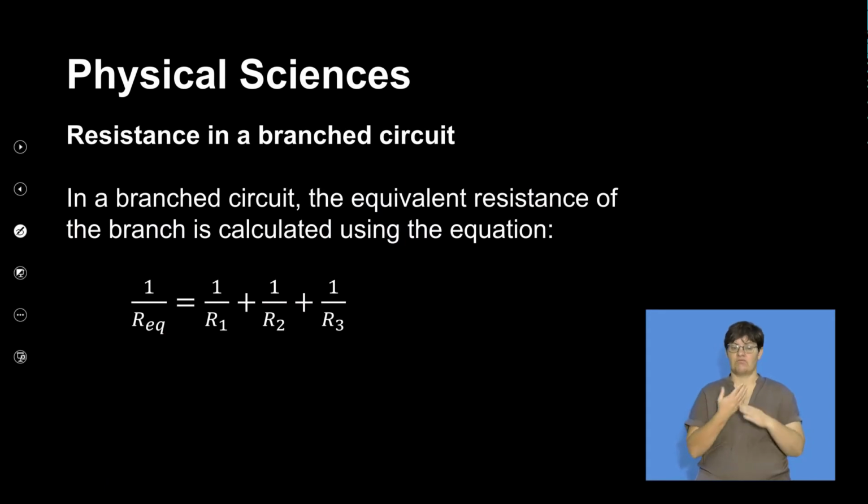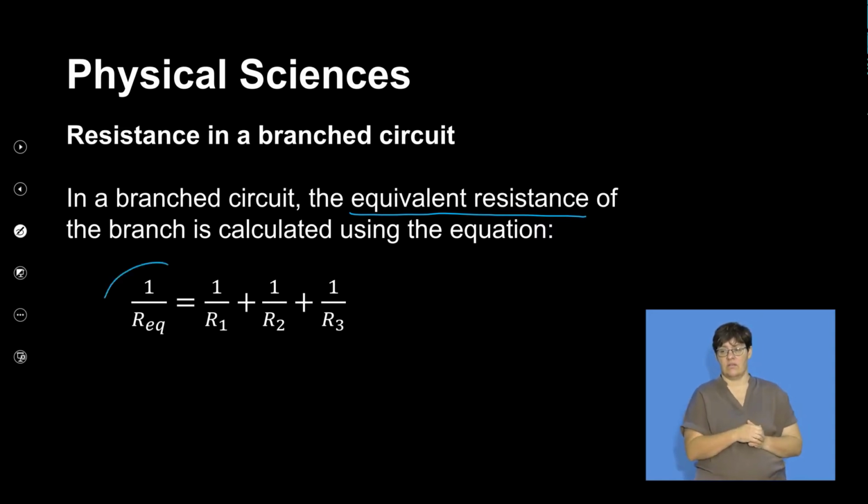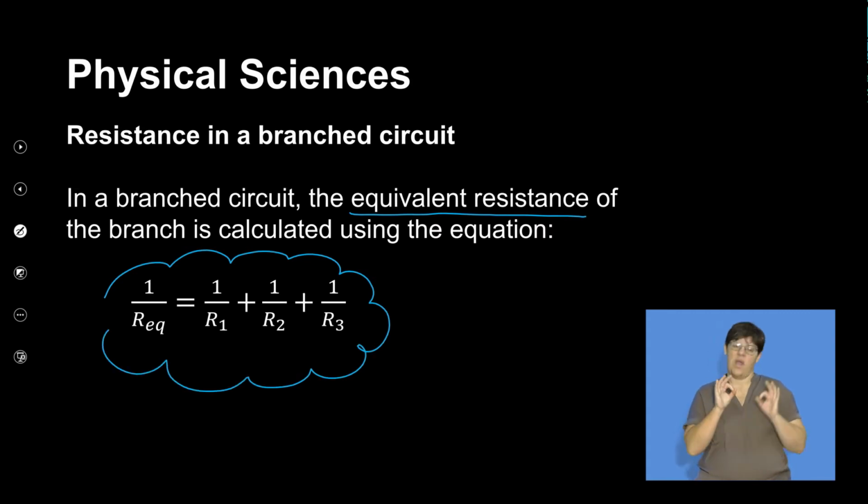So let's talk about resistance in a branch circuit. In a branch circuit, the equivalent resistance of the branch is calculated using this equation: 1 over R equivalent. Sometimes we use the term effective resistance. But remember, we are interested in calculating the equivalent resistance in a branch circuit, so make sure that you actually get the equivalent resistance, not the reciprocal. Very, very important.